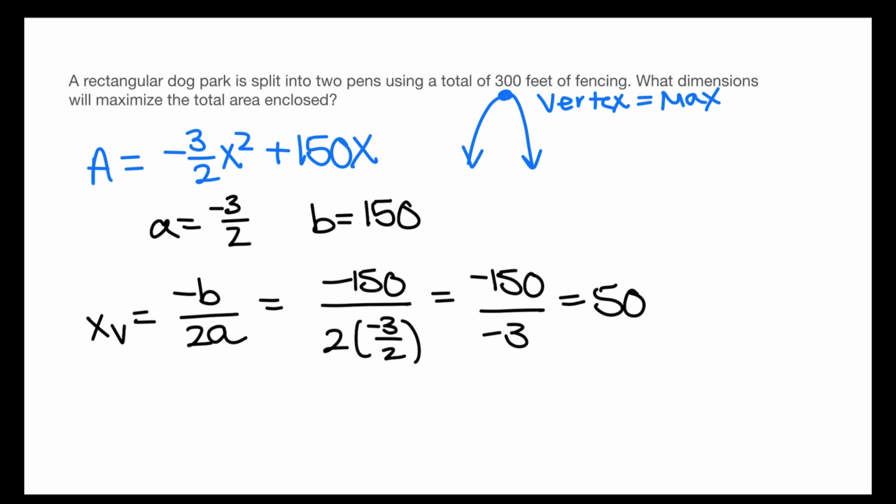That's actually what we got before. 50 feet would be the width of this rectangular pen. We would still have to find that y value using the same method I did before by taking our 50 and plugging it into our perimeter equation, but at least this formula gives us a slightly faster way to get that x value of the vertex. So again, our vertex formula is negative b over 2a.